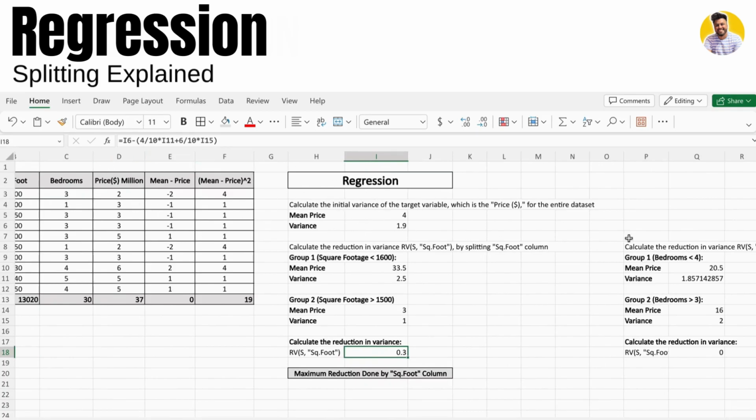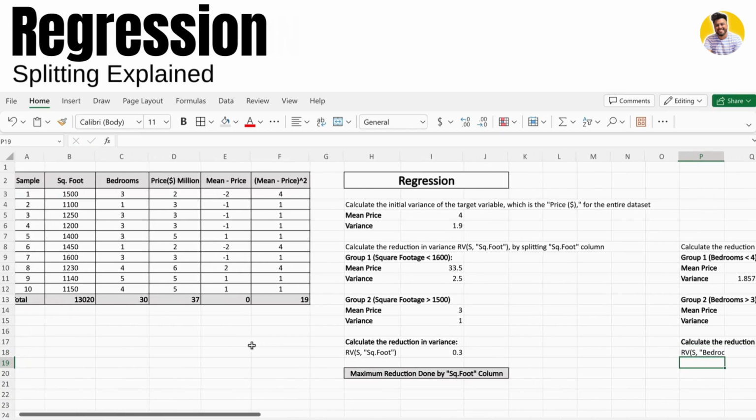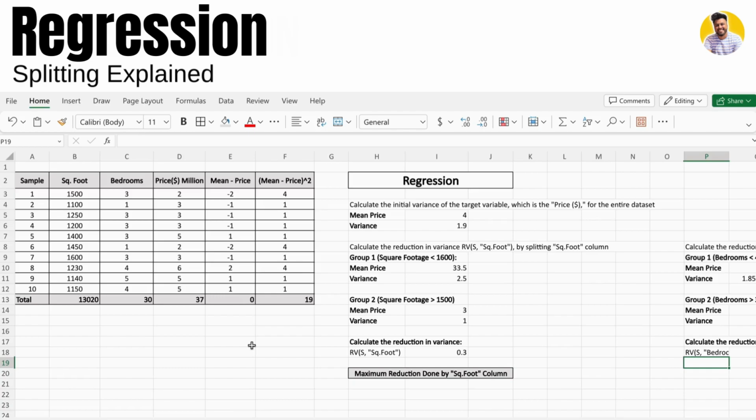Then you check the bedroom column, and in the bedroom column we make the same groups, group 1 and group 2. Group 1 has bedrooms less than or equal to 3 and group 2 has bedrooms greater than 3, and then we calculate the mean price and variance, and check the reduction in variance. The reduction in variance in the square foot column is 0.3, but in the bedroom column the reduction is equal to 0. This shows the maximum reduction is done by the square foot column, so we use the square foot column to split the decision tree. Similarly, if there are more columns, we can use the same technique again and again to choose the best split, which reduces the variance more.